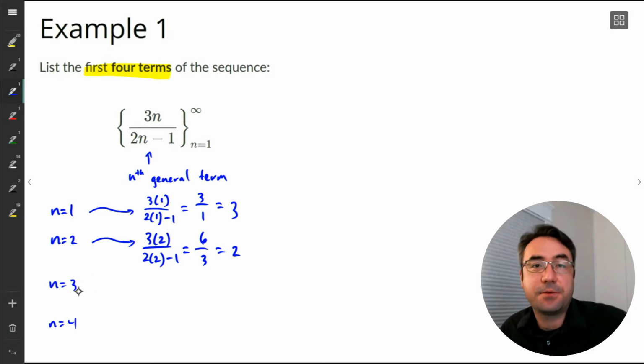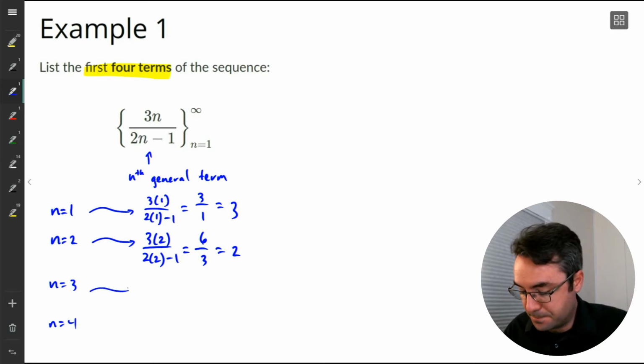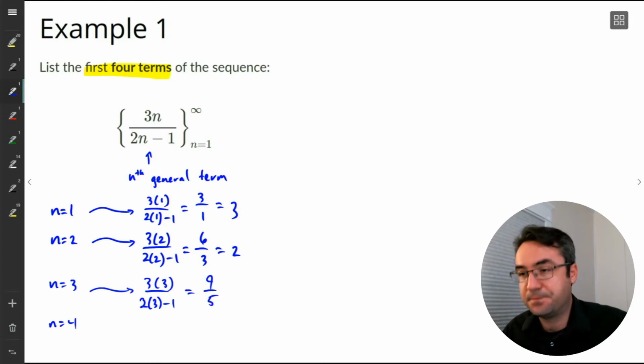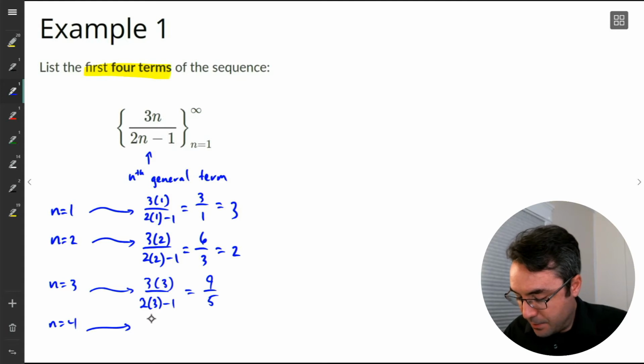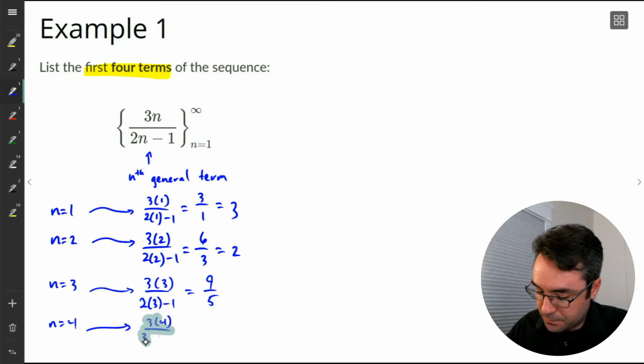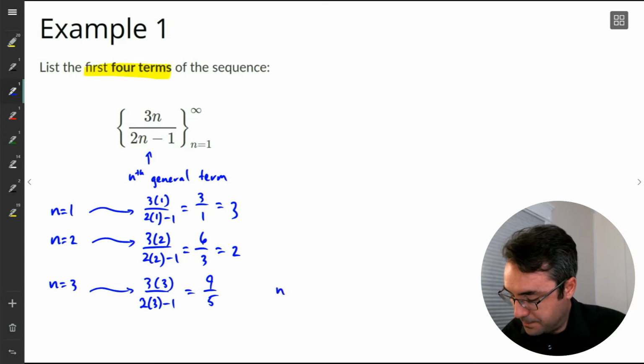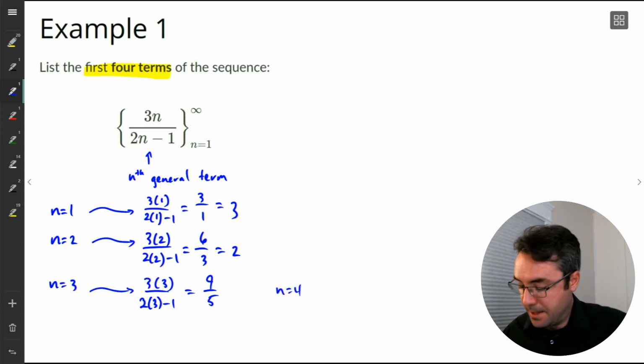All right, so let's plug in 3 now. Wherever we see an n, plug in 3. So we get 3 times 3 over 2 times 3 minus 1, which is 9 over 5. So 6 minus 1 is 5, giving us 9 over 5. And then finally, we go to our last one. We plug that in. And what do we get? We get 3 times 4 over, and let me just do this off to the side. I ran out of room a little bit. We'll do n equals 4 over here. And let's plug in.